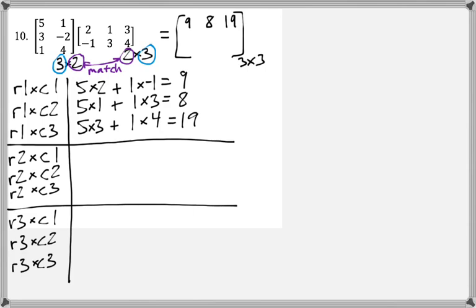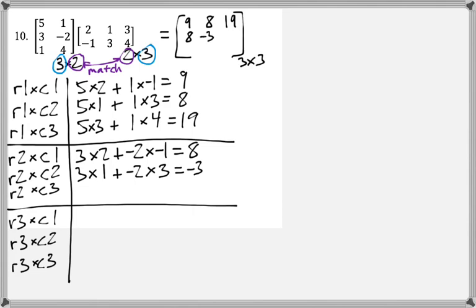Next, row 2 times column 1, 3 times 2 plus negative 2 times negative 1, which is 8. Row 2 times column 2, 3 times 1 plus negative 2 times 3, which is negative 3. Row 2 times column 3, 3 times 3 plus negative 2 times 4, which is 1.